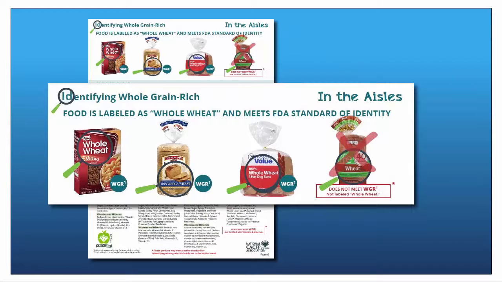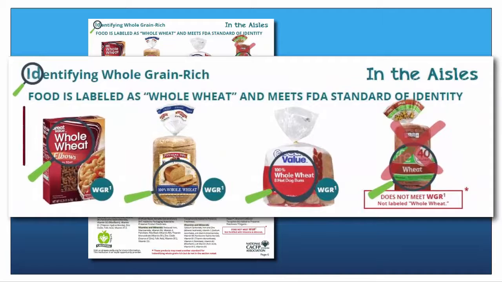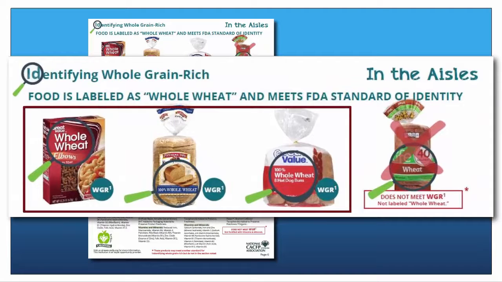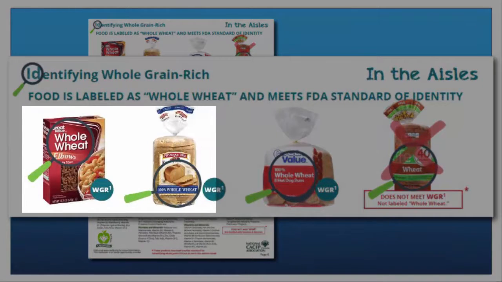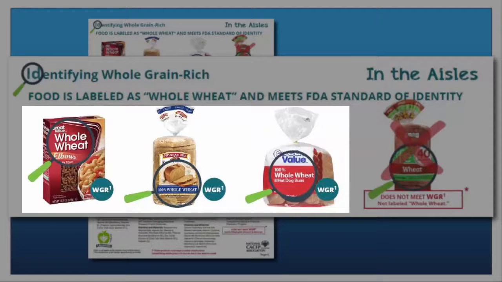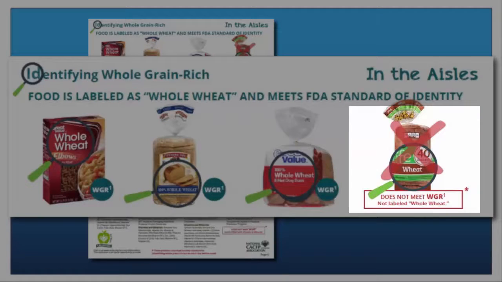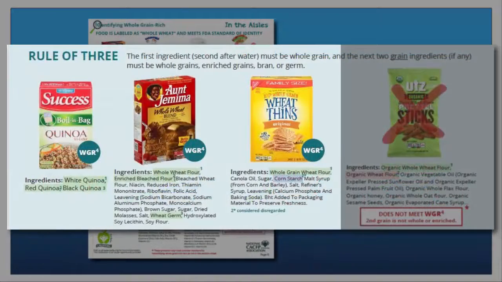In this example, the first 3 products are labeled whole wheat and meet the FDA standard of identity. The first product is a whole wheat macaroni. The second product is whole wheat bread, and the third is whole wheat buns. The last product shown is not labeled whole wheat and does not meet the standard. The next 3 products meet the rule of 3.